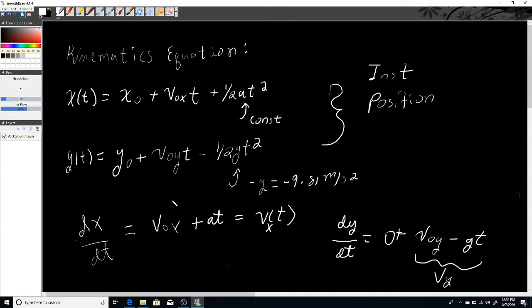This is the velocity in the y direction. Okay, and with these definitions, it's clear to see that in both of them there's an initial position, initial velocity, and a final velocity.